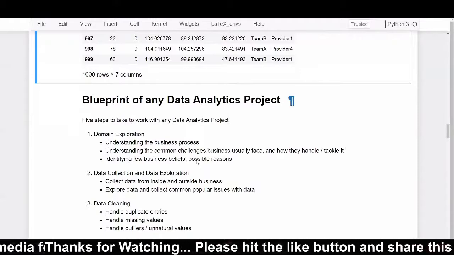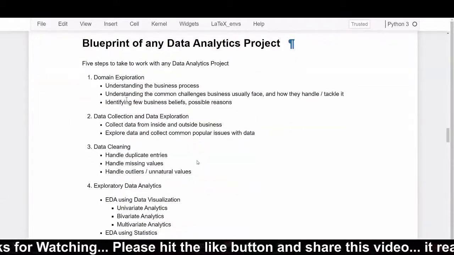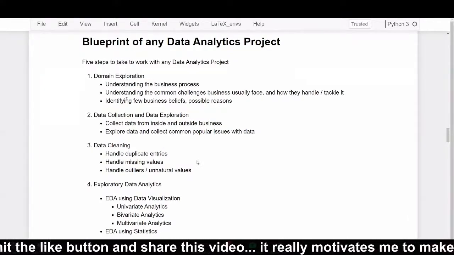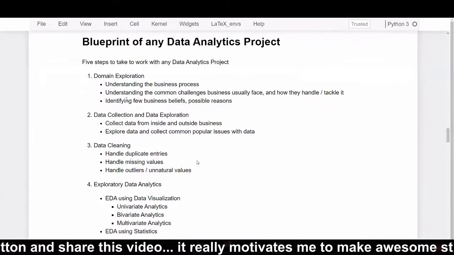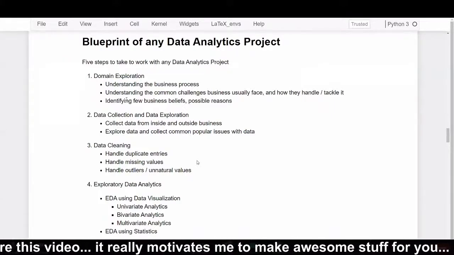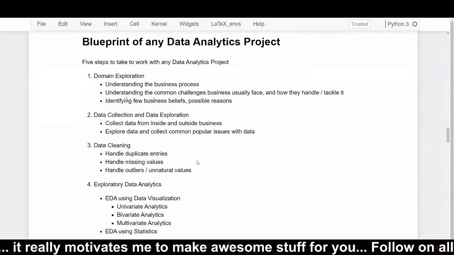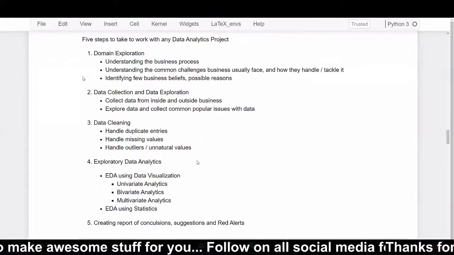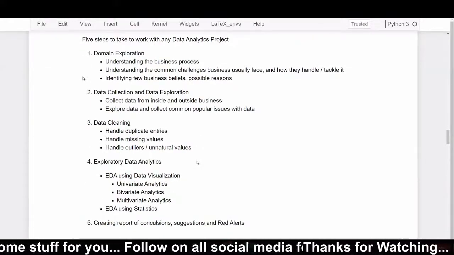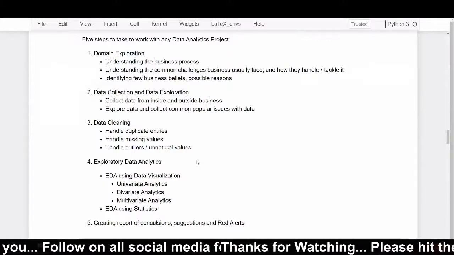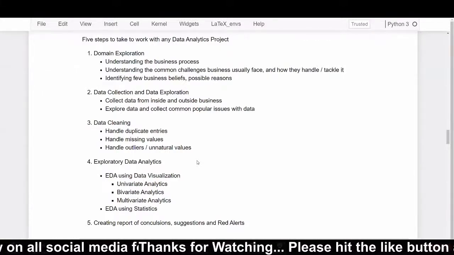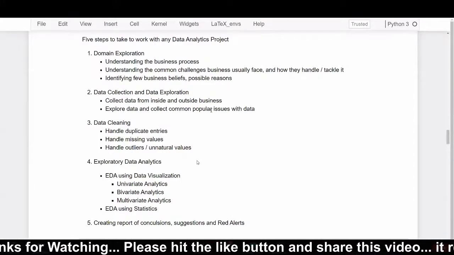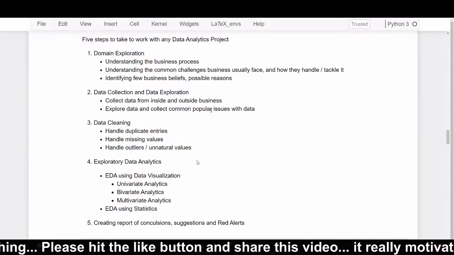This is where we discussed the idea of a blueprint of any data analytics project. How should it look, and how should you approach it? What should be your step-by-step approach when you have to answer the question of why something happened in the past? This is a 5-step approach, starting from domain exploration, where you spend time understanding the business domain, how exactly the business functions, and identifying the possible business beliefs and the reasons why those beliefs are there, right?